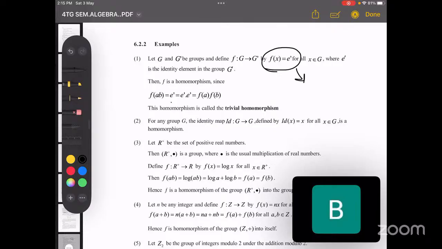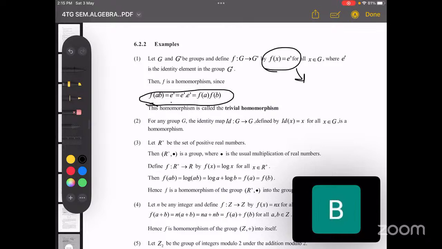So you can write e' as e' into e', and e' into e' is e' only. Therefore, e' is from the definition f(a) and also from the definition f(b). So whenever f(ab) can be written as f(a) into f(b), the homomorphism is satisfied. Therefore, the given function is a homomorphism.